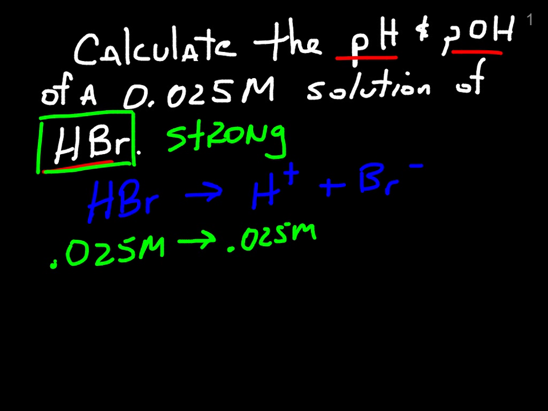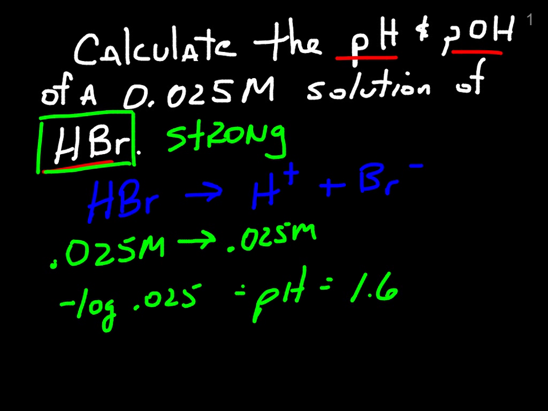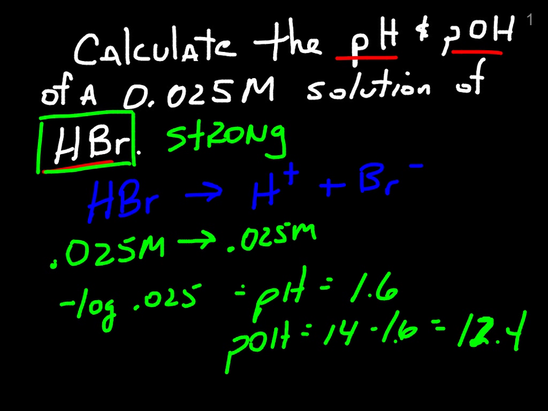So all I need to do to figure out the pH is take the negative log of 0.025, and if I do that, I end up with a pH which is going to equal 1.6. If I'm looking for the pOH, the pOH will be equal to 14 minus 1.6, and so the pOH is going to be 12.4. Okay, so that was a strong acid.